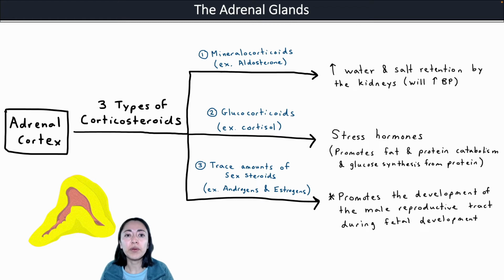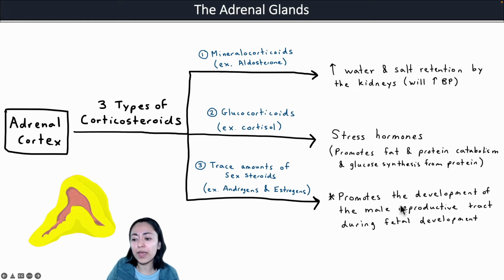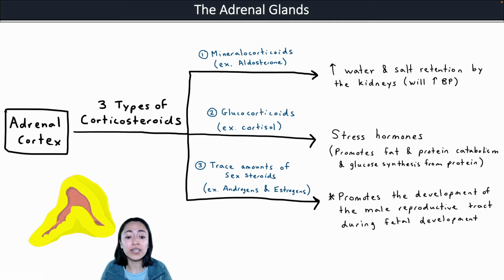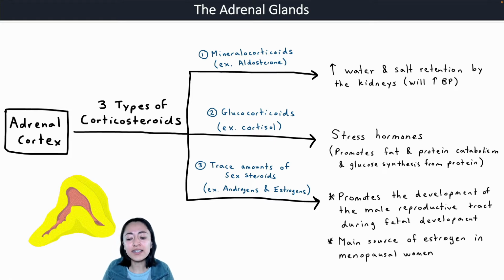These sex steroids are going to be really important in promoting the development of the male reproductive tract during fetal development. So before the testes have fully formed, the adrenal cortex can start secreting some androgens like testosterone. And then also these sex steroids are going to be really important in menopausal women because the adrenal cortex is the main source of estrogen for females after they have reached menopause. Whenever a female becomes menopausal, her ovaries stop producing estrogen. So the only way that her body's really getting estrogen is through the adrenal cortex.